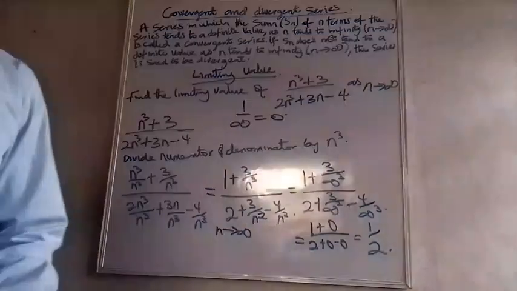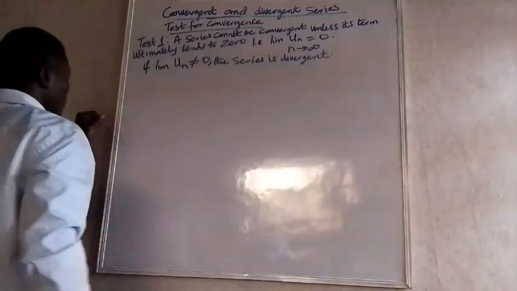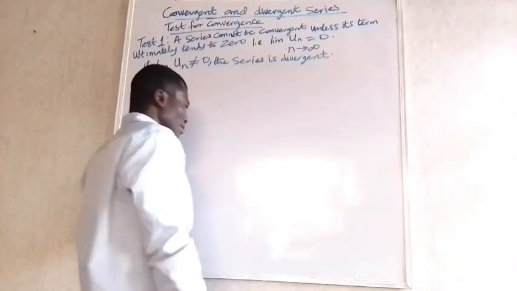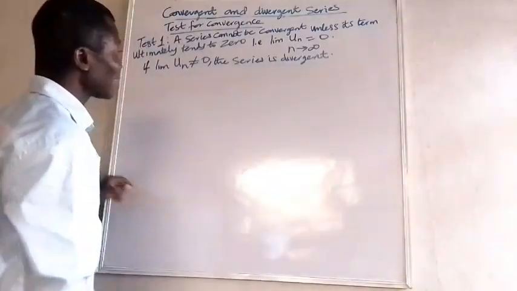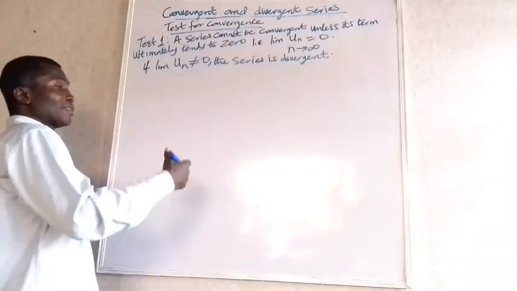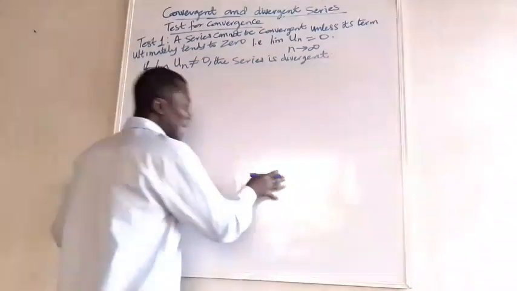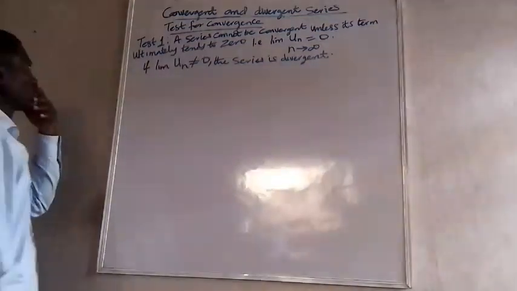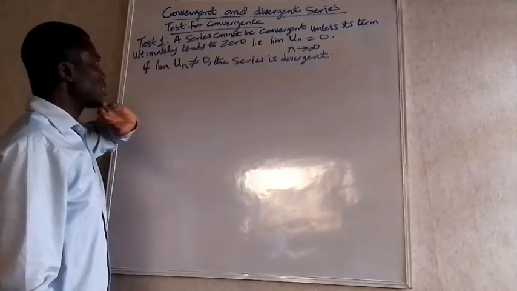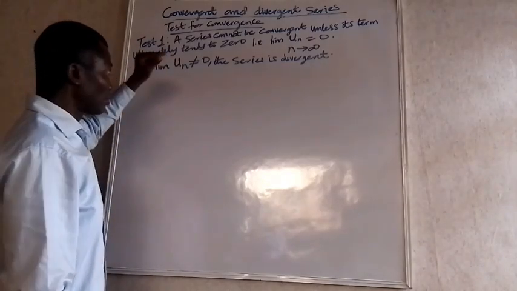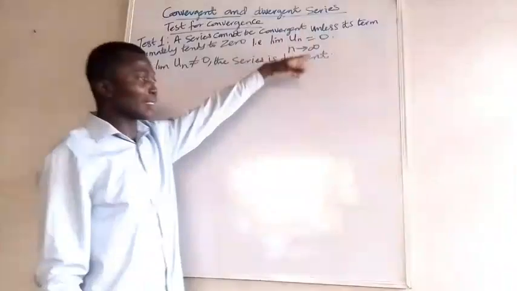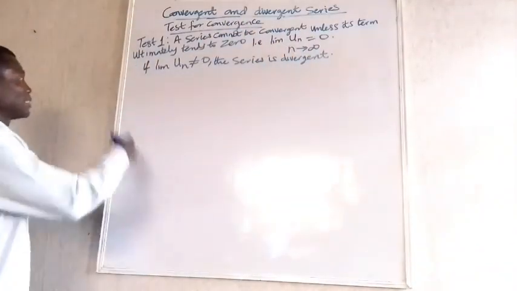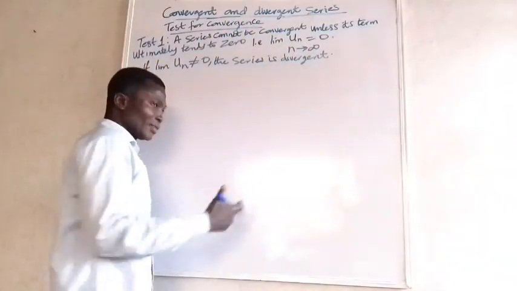Test for convergence. When you have a series and you can observe that, when the series tends to infinity, the term will tend to 0, then the first test is that a series cannot be convergent unless its term ultimately tends to 0. That is, at infinity the last term is 0. But if the term does not tend to 0, the series is divergent.